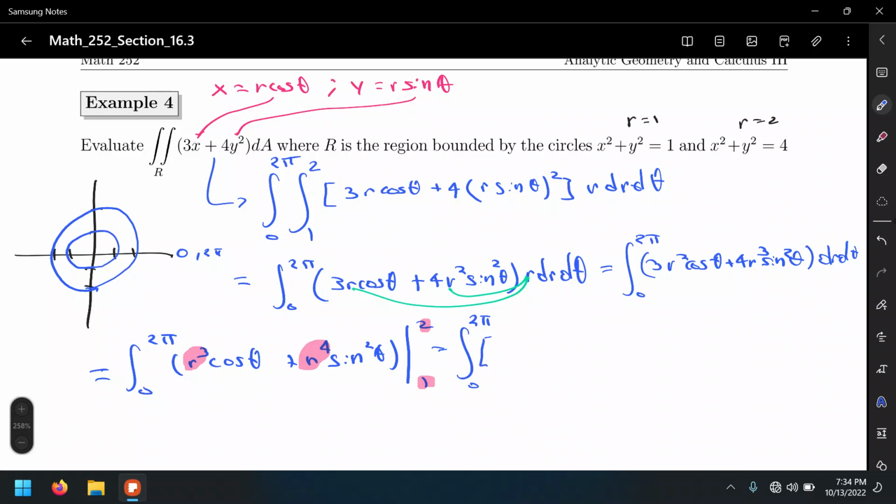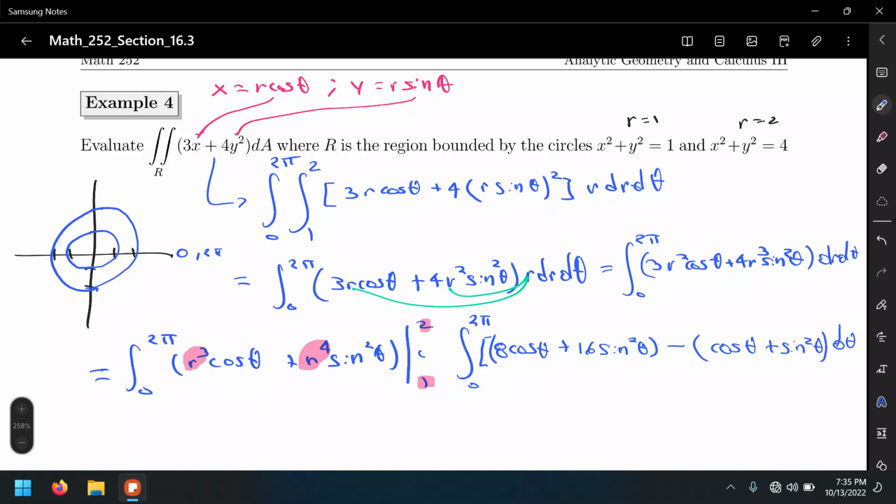So this will be 2 cubed, which is 8 cosine theta, plus 2 to the 4, which is 16 sine squared theta. So that's the upper limit minus lower limit. So that's 1 cubed, and 1 to the 4, that's still just 1. So that's going to be minus cosine theta plus sine squared theta, d theta. I actually forgot the d theta here.